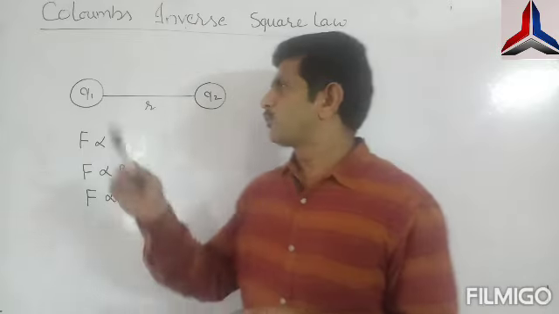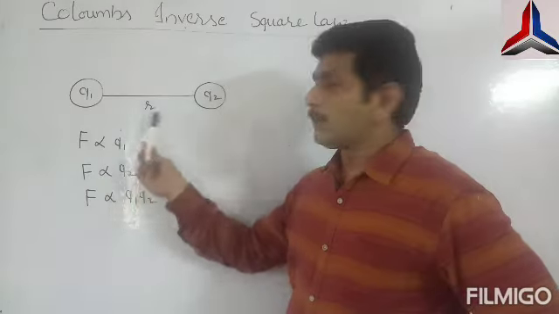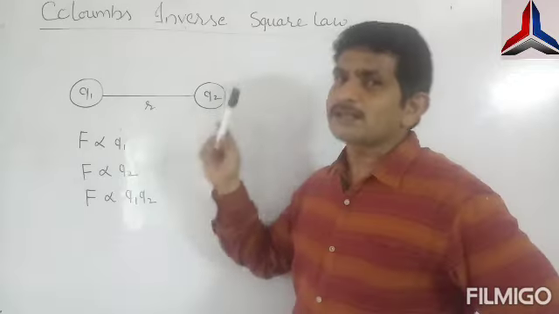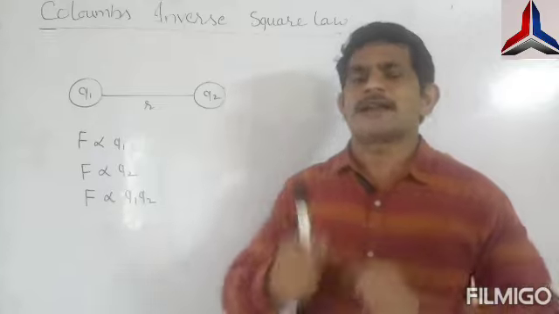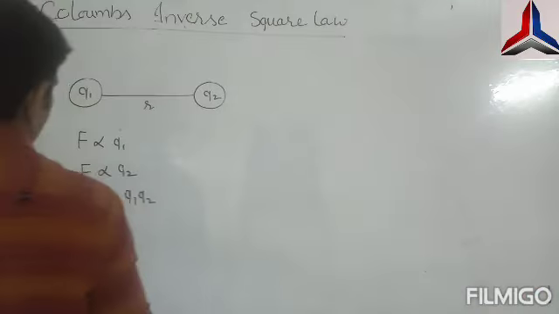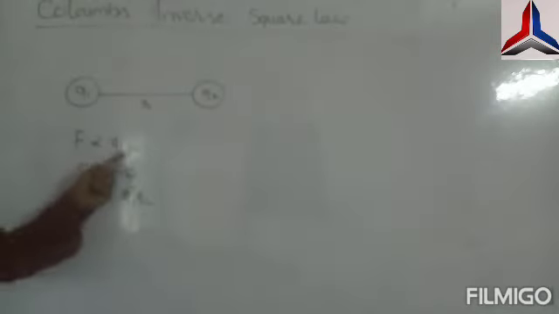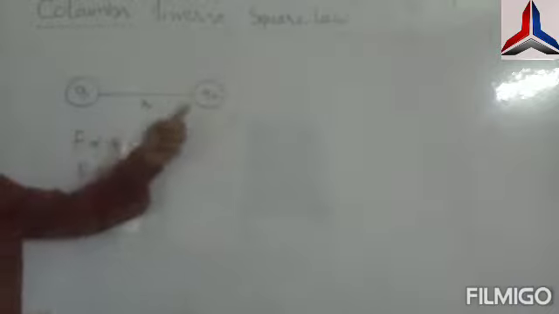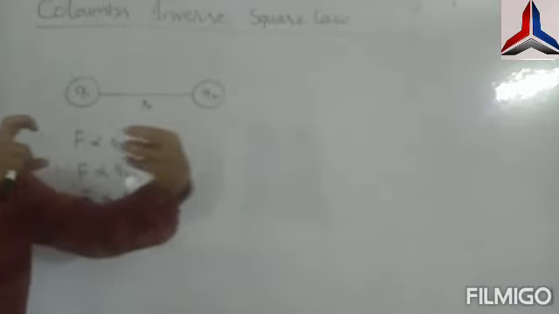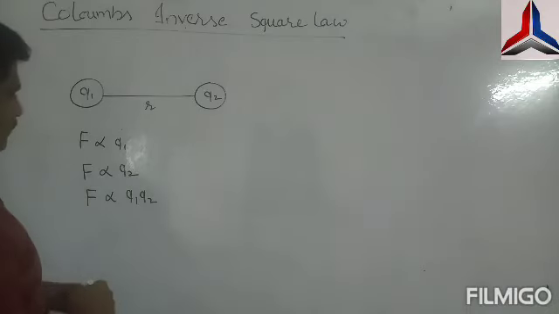In the same manner, if two charges are separated by a certain distance, the force between them depends upon the first charge as well as the second charge, because that is the interaction between the two charges. I hope you can understand. So the force between these two charges depends upon the first charge as well as the second charge, because these two are interacting with each other, so that force exists between them.